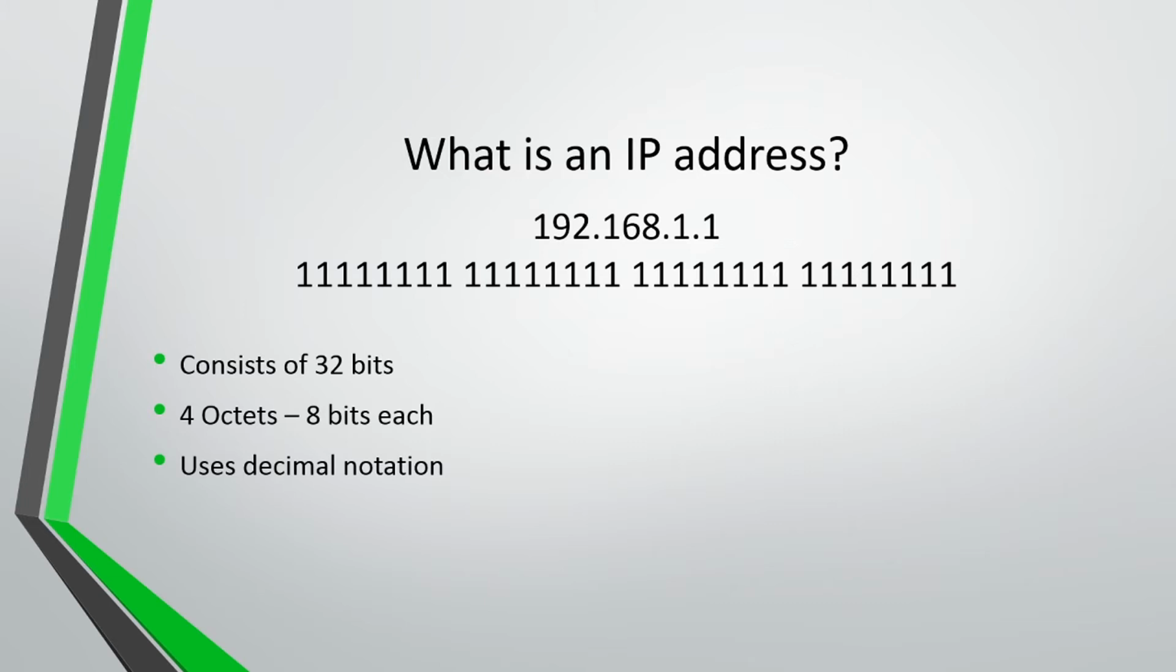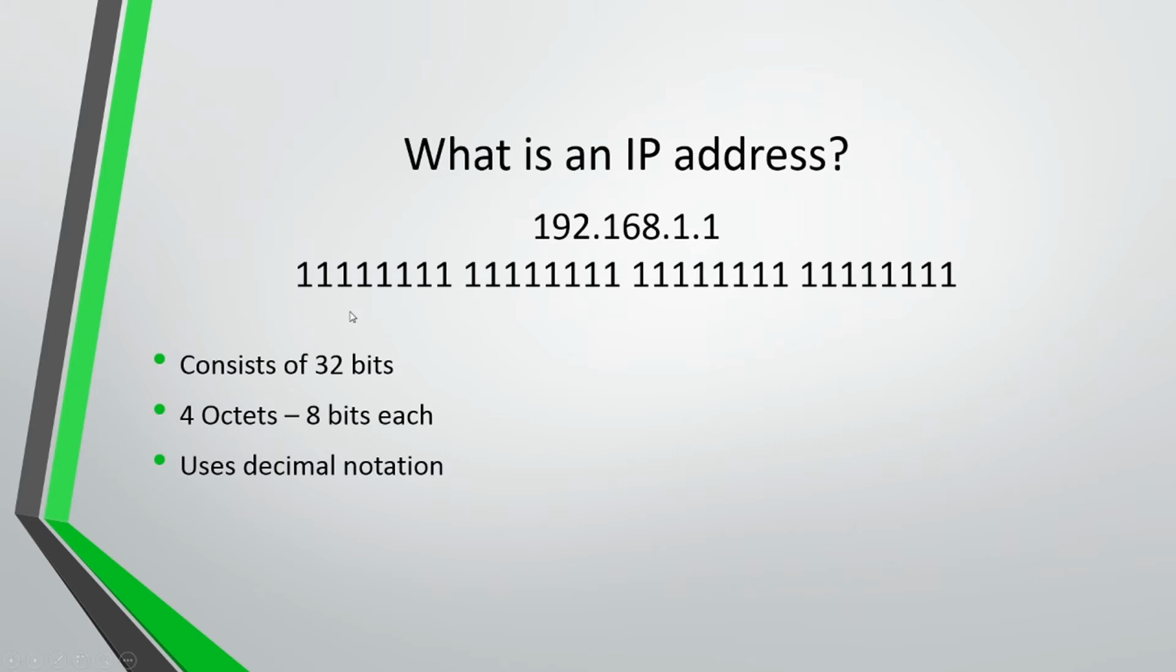This address looks like the number that's shown here. This is the IPv4 address, and underneath is what it looks like in binary. This is what it looks like in decimal notation, which is described here. The term decimal notation means it uses numbers like 192.168.1.1.